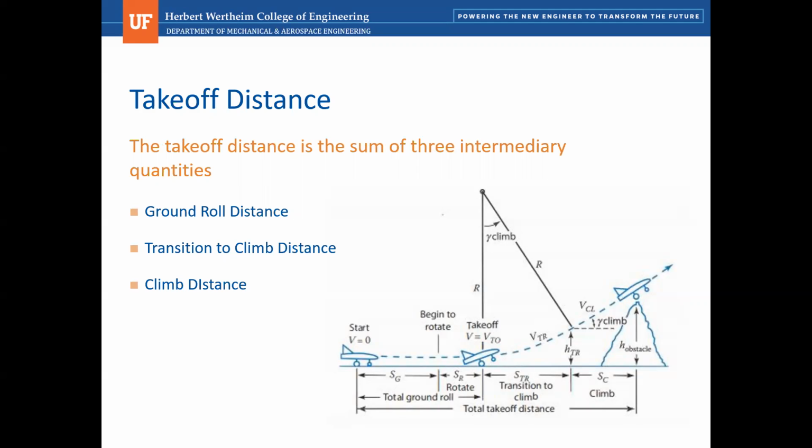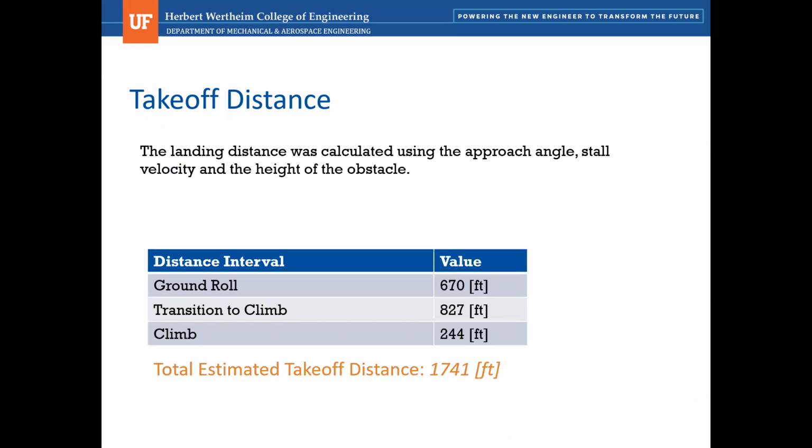The ground roll is just the portion where the aircraft is accelerating up to the takeoff velocity, which is found as a function of the stall velocity. Transition to climb is the horizontal distance it travels in order to reach a steady climb angle. And then the climb distance is however much further the aircraft needs to go in order to clear the obstacle and be off the ground by that point. Slide.